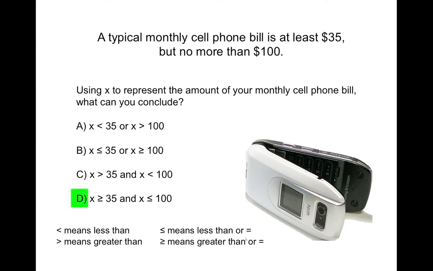Choice D represents our scenario because if the bill is at least $35, that means it's greater than or equal to 35. But if it's no more than 100, that means the bill is less than or equal to 100.